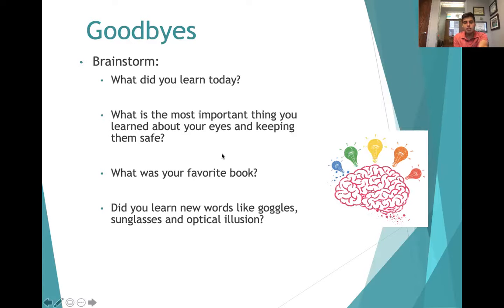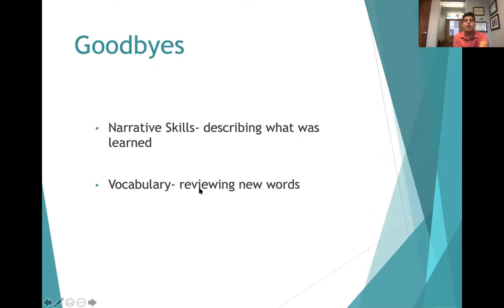And so in terms of skills, it covers narrative skills, describing what was learned, and the vocabulary, reviewing new words, such as optical illusions, sunglasses, binoculars, things like that.